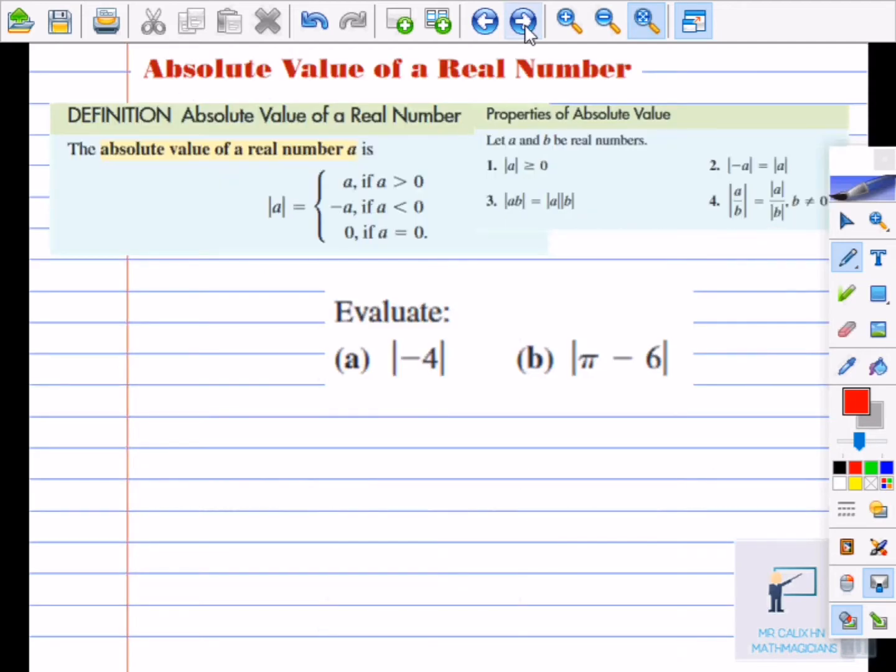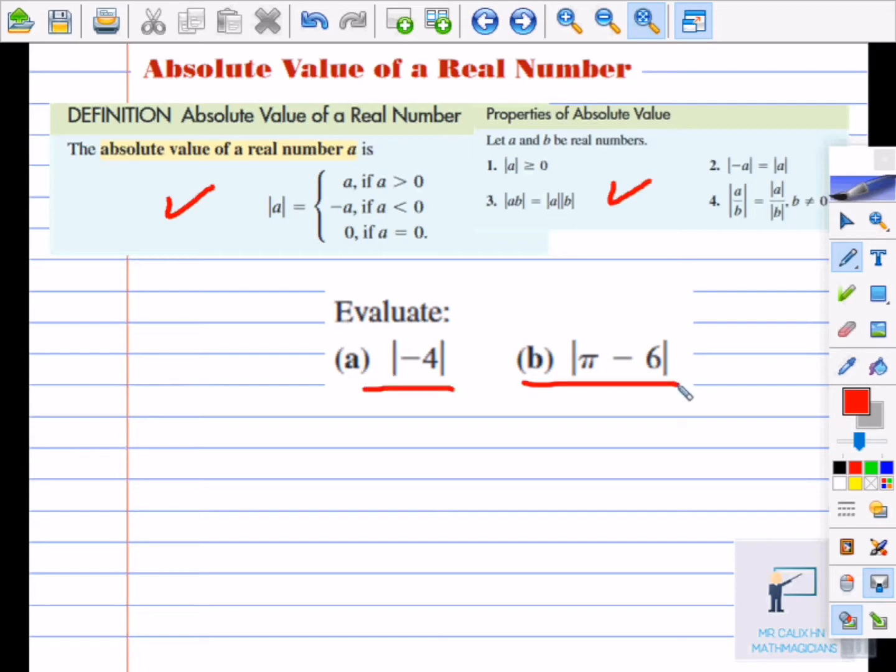The next exercise discusses the absolute value of real numbers. You can see the absolute value definition here, and you can also see properties of absolute values. One very important thing is that if a number is negative inside an absolute value, it will always be positive because you just multiply a negative sign to it. With this in mind, we will answer these two.